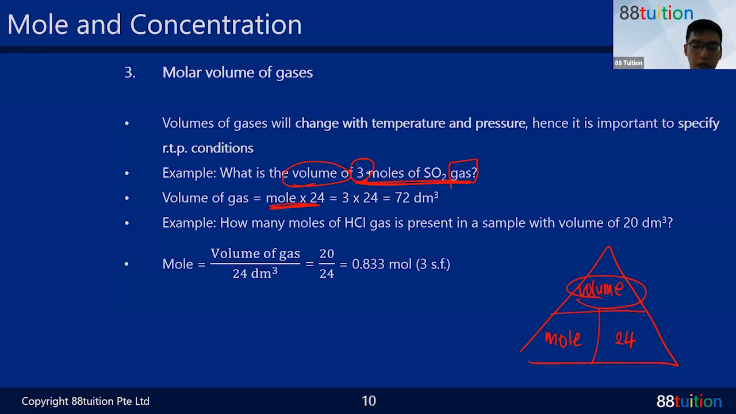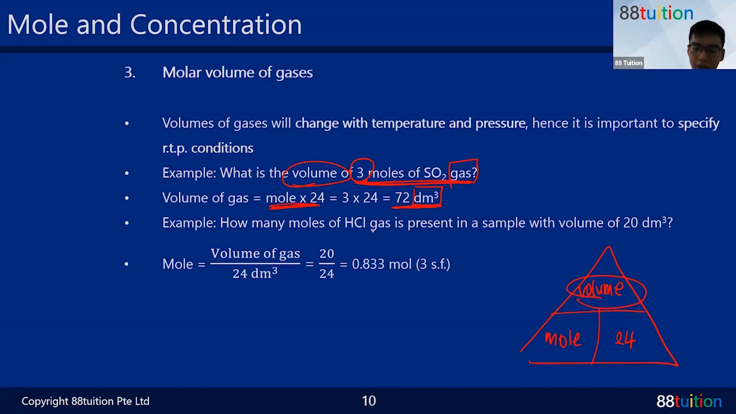The number of moles is 3, so I have 3 groups. 3 times 24, I get 72. Then make sure that your unit is correct, not cm cube. This one must be dm cube. In chemistry, try not to write liters, just write dm cube. Okay, another example, maybe you take a look at this.